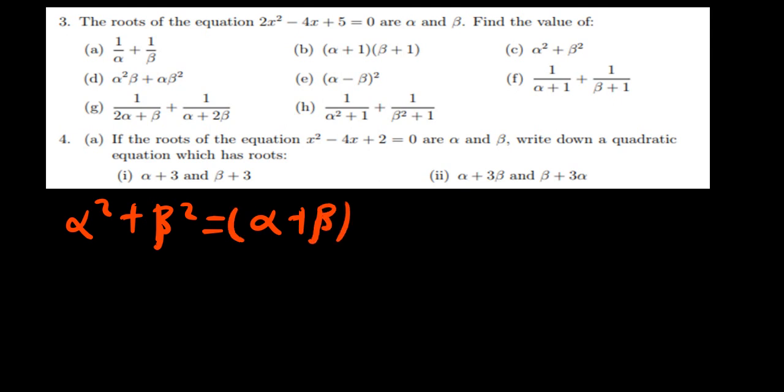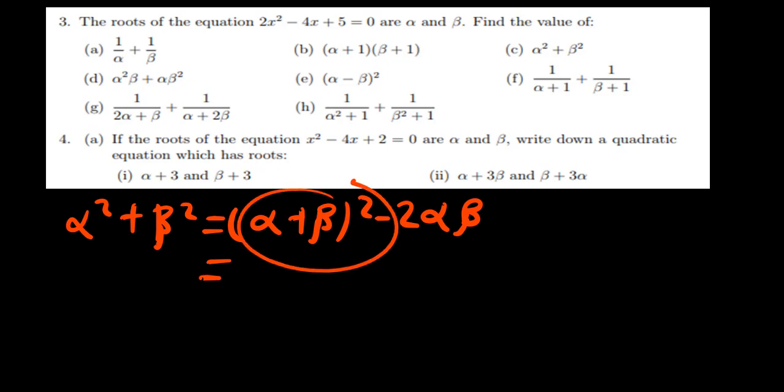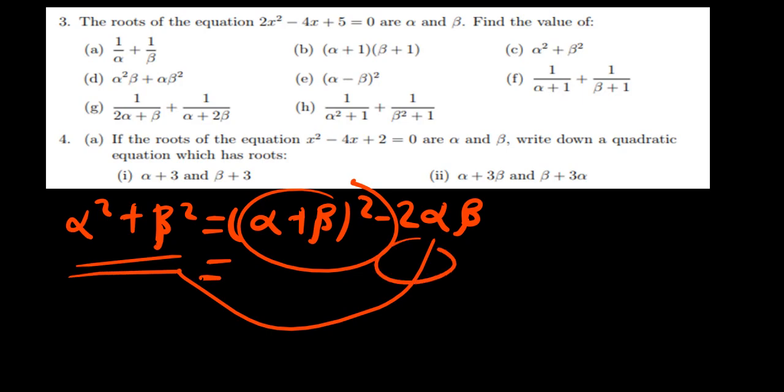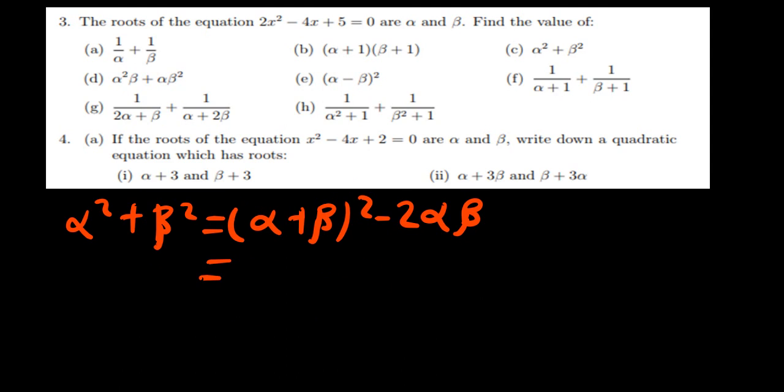This is squared minus 2 alpha beta. Okay, when you know that identity, you are good. So what you're going to do is, and we solved how you come up with this one in case you forget. You expand this one, then you take this one to the other side, and you're going to realize that you remain with this one on the other side. But if you know this identity, you don't even have to do that.